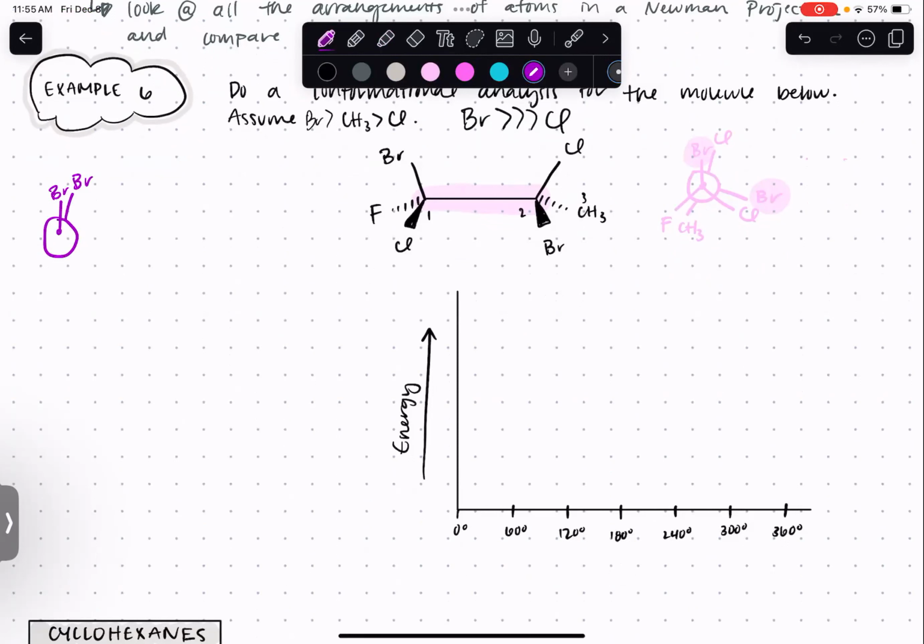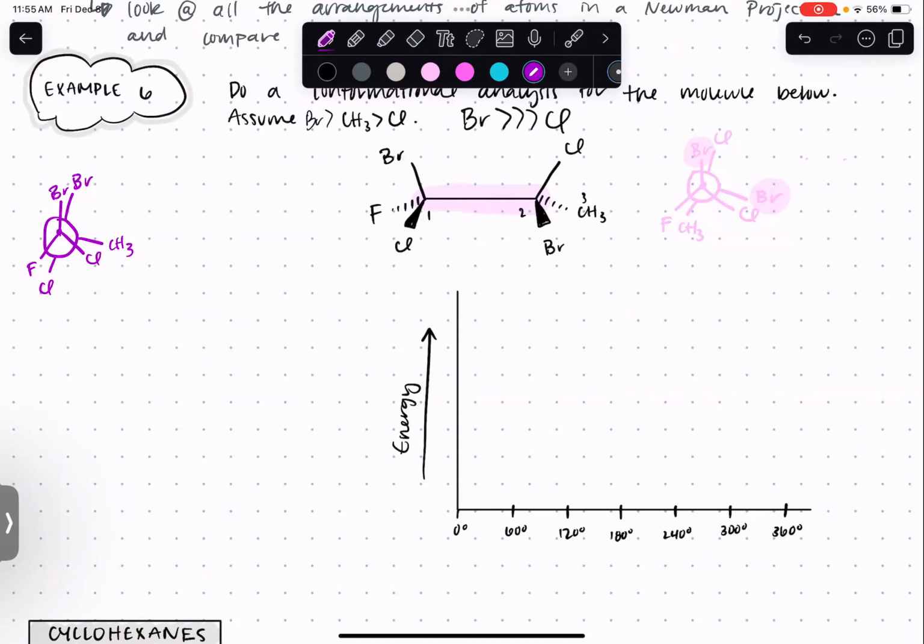Then we can leave the front carbon the same, right? Because the bromine on the front carbon didn't move. And then on the back one, we're just rotating it 60 degrees so that my CH3 is here and my chlorine is here. Then, wait, could you show how you even got the first one?